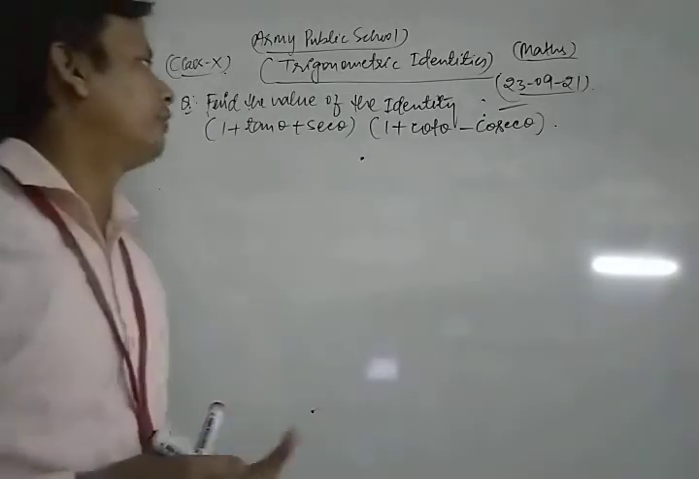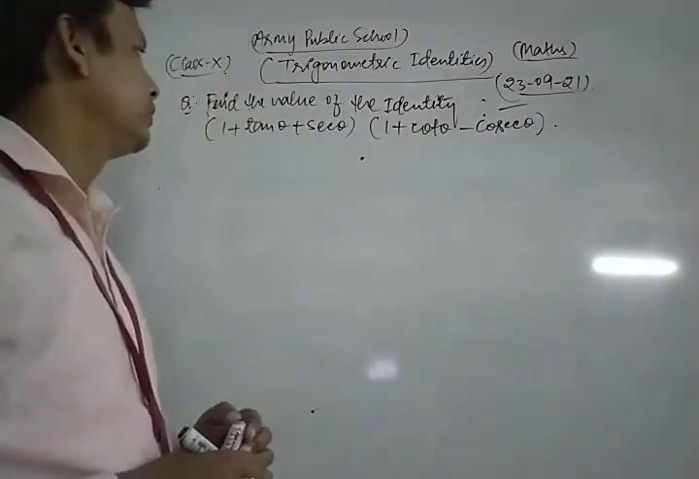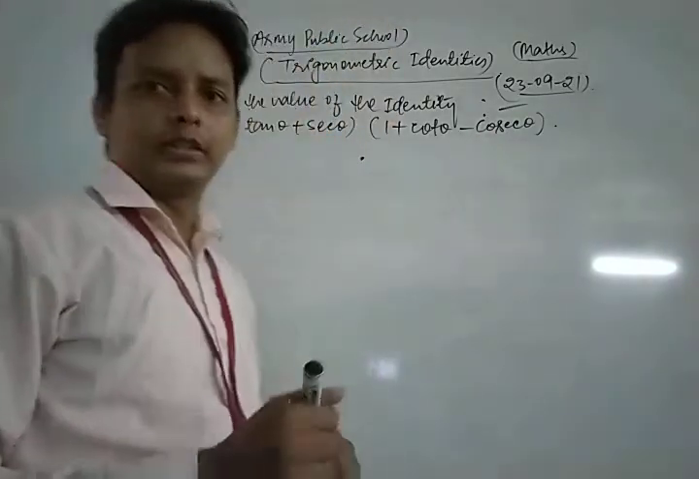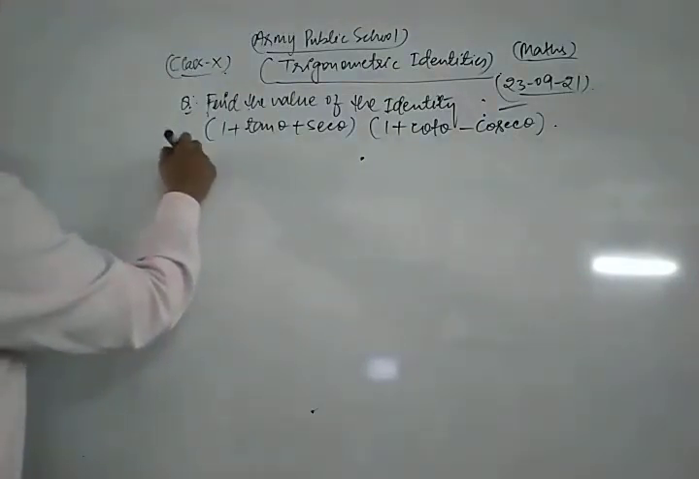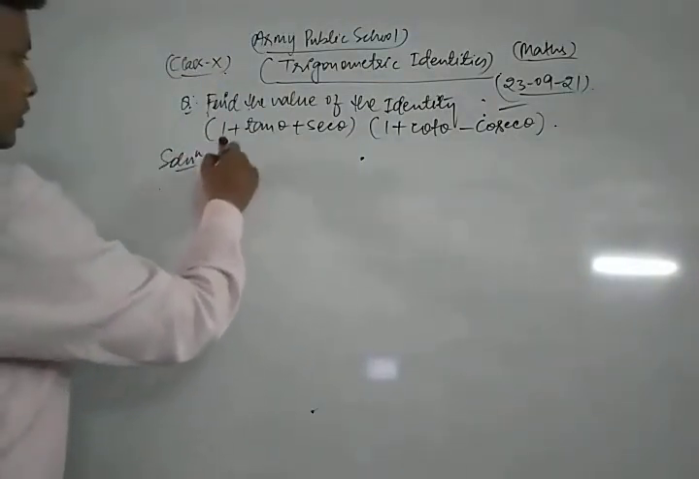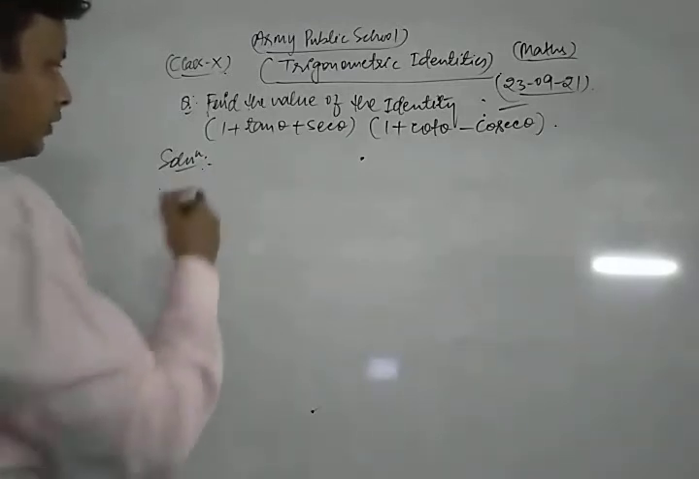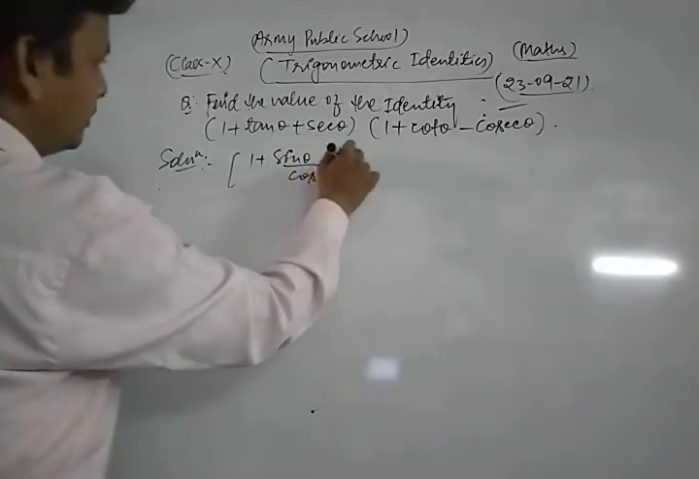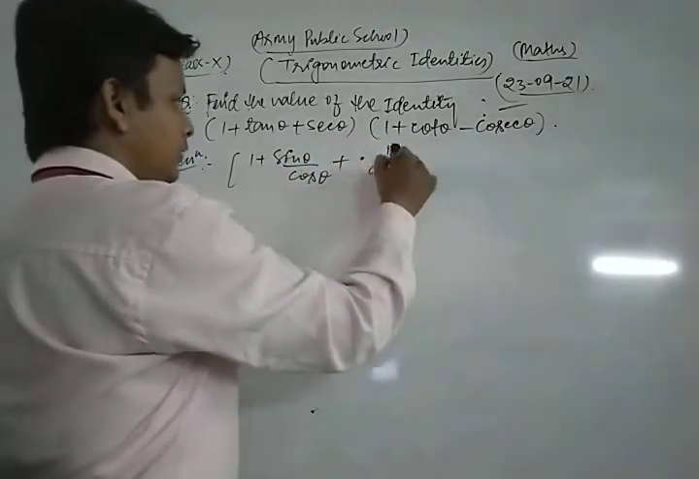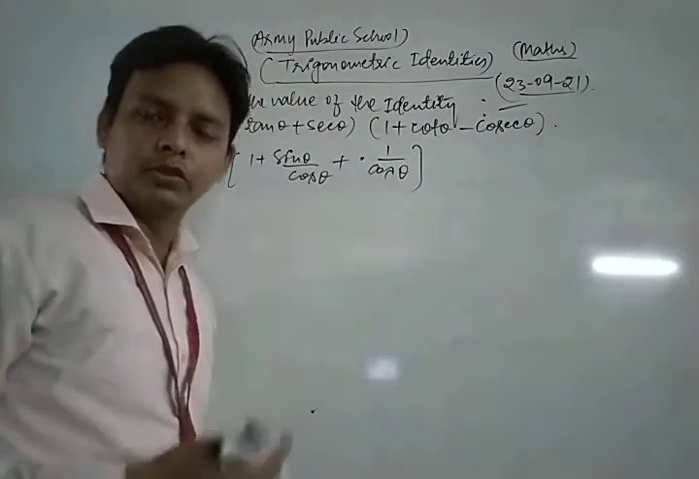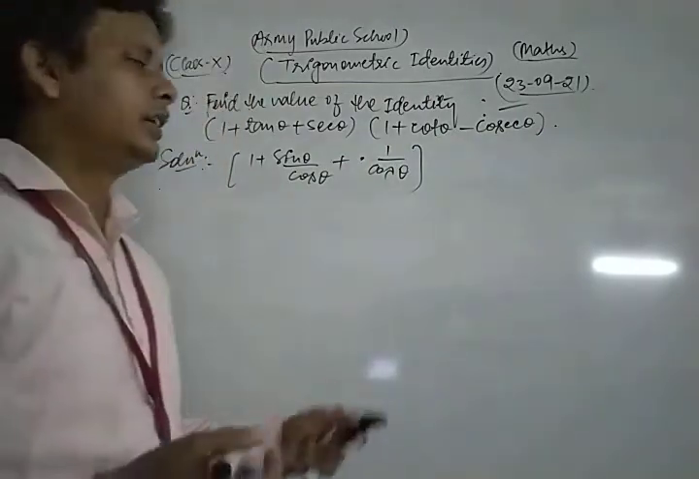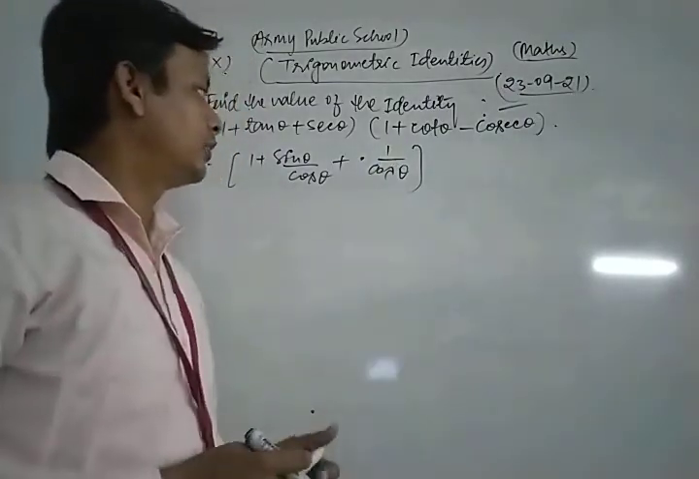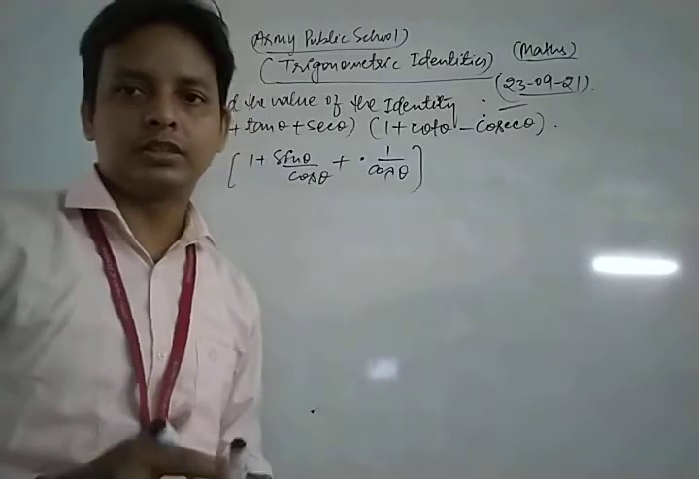Here we find the value of the identity, and your identity is 1 plus tan theta plus sec theta, and in another bracket it's 1 plus cot theta minus cosec theta. Now let's see its solution. First of all, we write the formulas. Tan theta is equal to sin theta upon cos theta, and sec theta is equal to 1 upon cos theta. This is a very important identity.